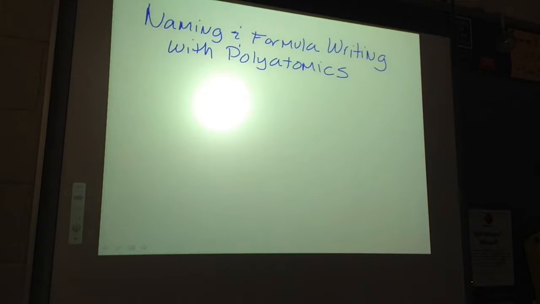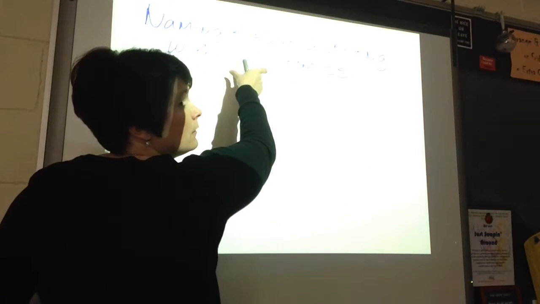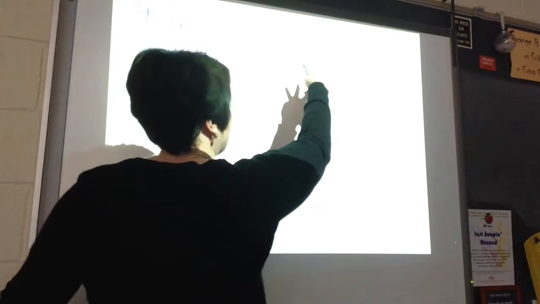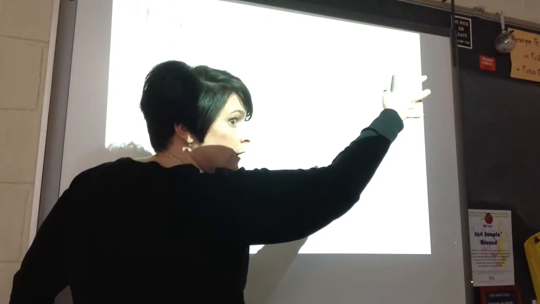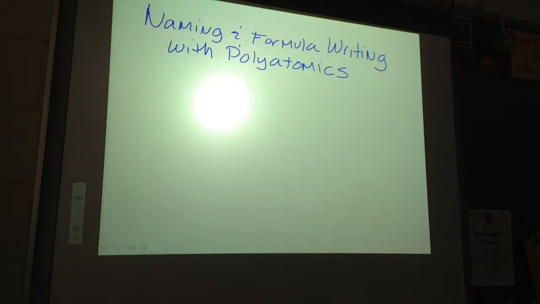So, naming and formula writing with polyatomics. That's what this is. Prefix poly means more than one, many, typically, and atomic is related to the atom. So, many atoms. Now, it's not many like a lot. It's usually 2 different kinds of elements, sometimes 3. It's not a lot. Don't be wigging out on me.